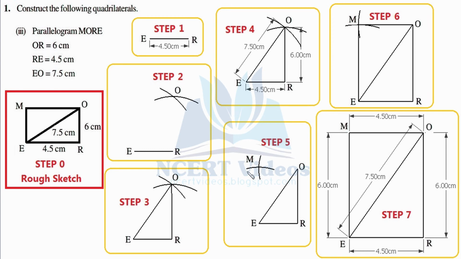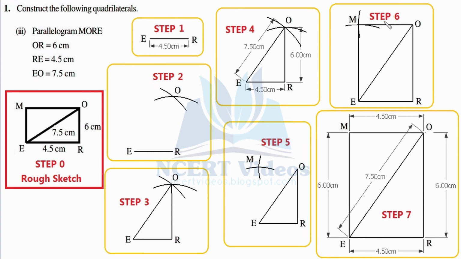Drawing this arc means that all the points on this arc are at a distance of 6 centimeter from point E. Again, from point O, the distance to this point M is 4.5 centimeter because we are dealing with a parallelogram. Opposite sides are parallel and equal to each other in measurement. Therefore, we adjust our compasses to a distance of 4.5 centimeter, put the needle over this point O and draw this arc. With this, wherever both these arcs intersect, we have successfully found point M.